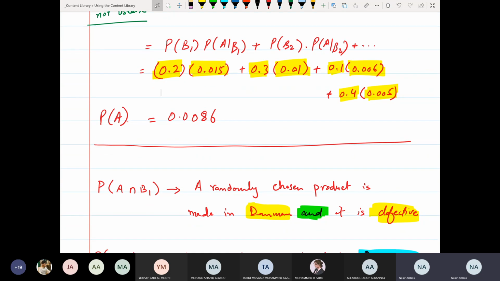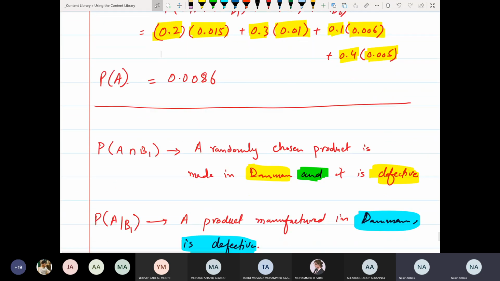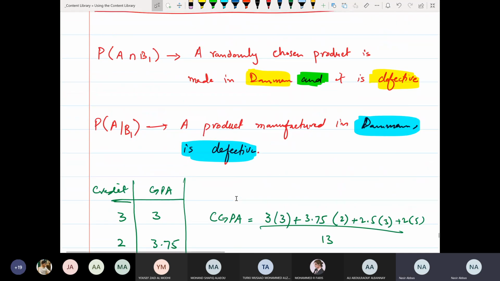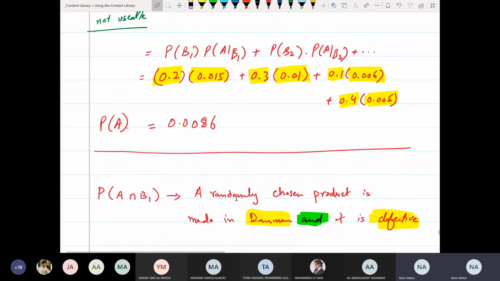So to find the CGPA, to find the overall defect rate, to find the overall GPA, what you do is multiply the GPA of each course by the weight of that course. So in the CGPA calculation, you are exactly implementing the theorem of total probability, with the same spirit. Okay, any question until I move forward now with the last part?